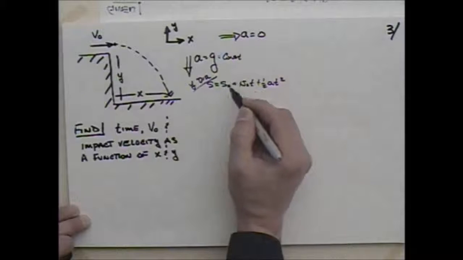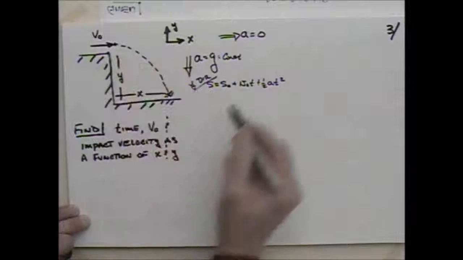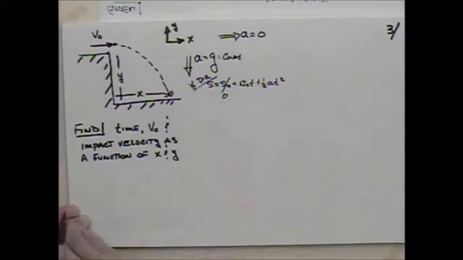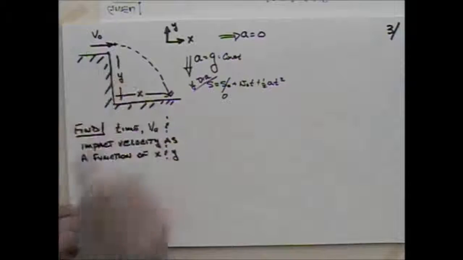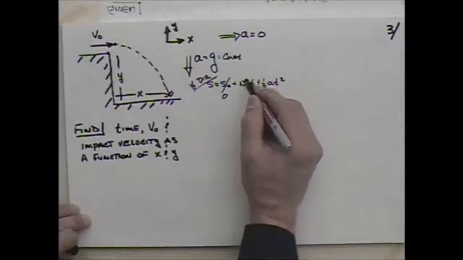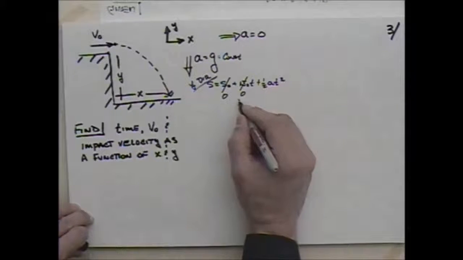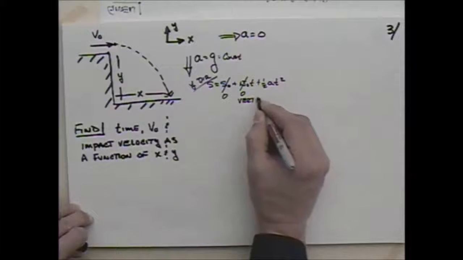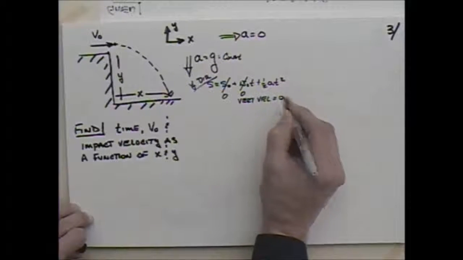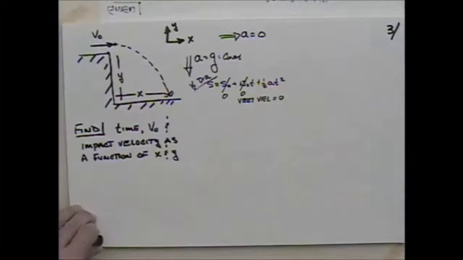If we reference our initial position here, I could say that this is equal to 0, right? And then the initial velocity, this person is throwing it horizontally, right? So this would be 0, wouldn't it? Our vertical velocity is 0. Vertical velocity is equal to 0. The person is throwing it off horizontally.